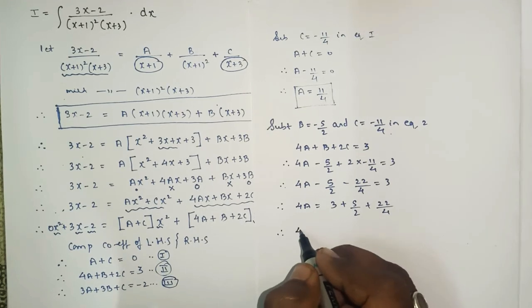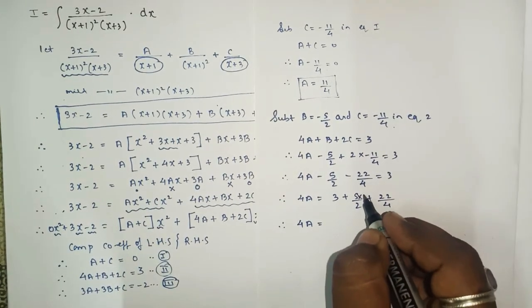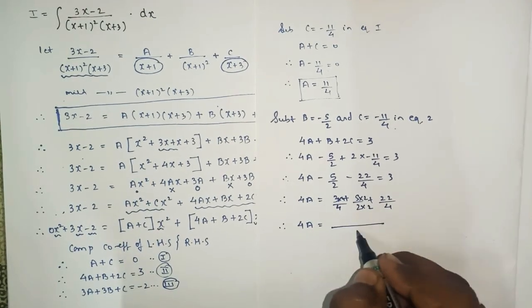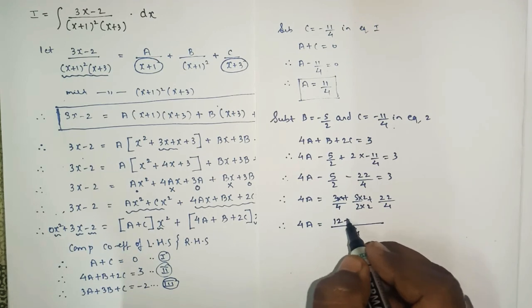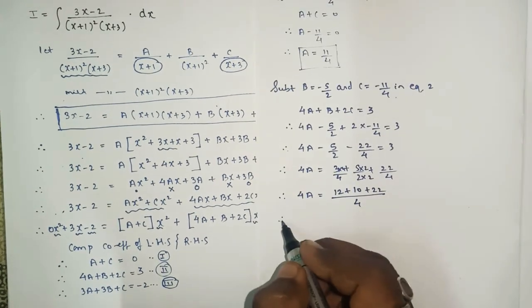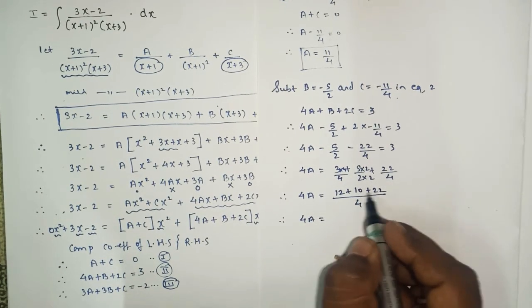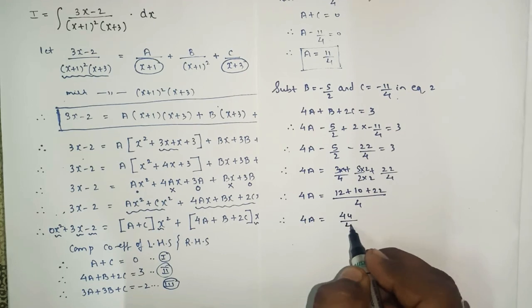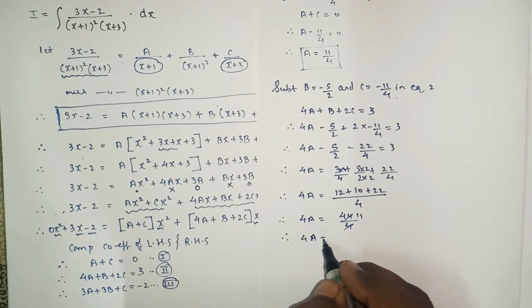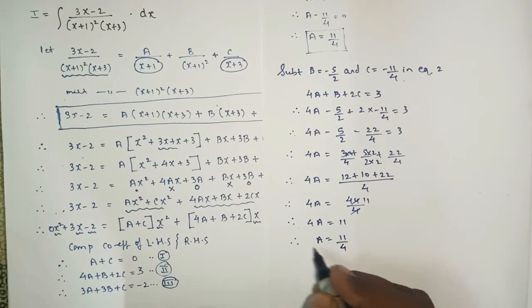So therefore 4a equals, now simply make the denominator the same. So this will be 12, 5 to the 10 and 22. So therefore 4a equals 12 plus 10, 22, 22, it is 44 upon 4. So 4 ones are 4, 11s are 11, so 4a equals 11. So therefore a will be equal to 11 by 4.